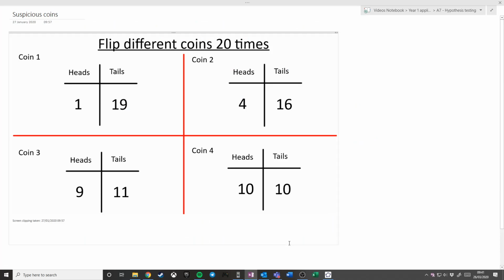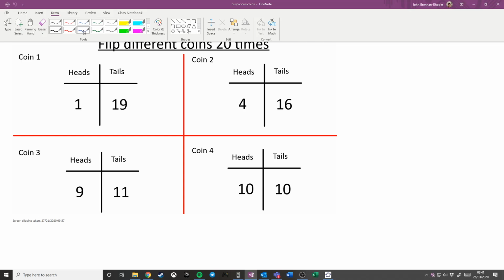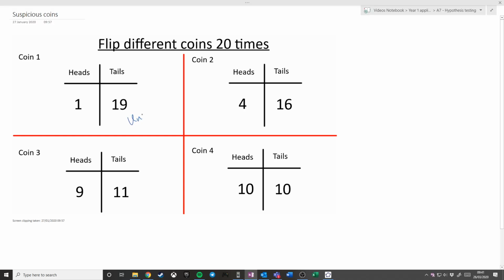So I think this is kind of what I'm talking about here. When I had some coins, I think you would probably come up with a judgment of this being unfair. I think you'd probably come up with this being a judgment of unfair, this being fair, and this being fair.